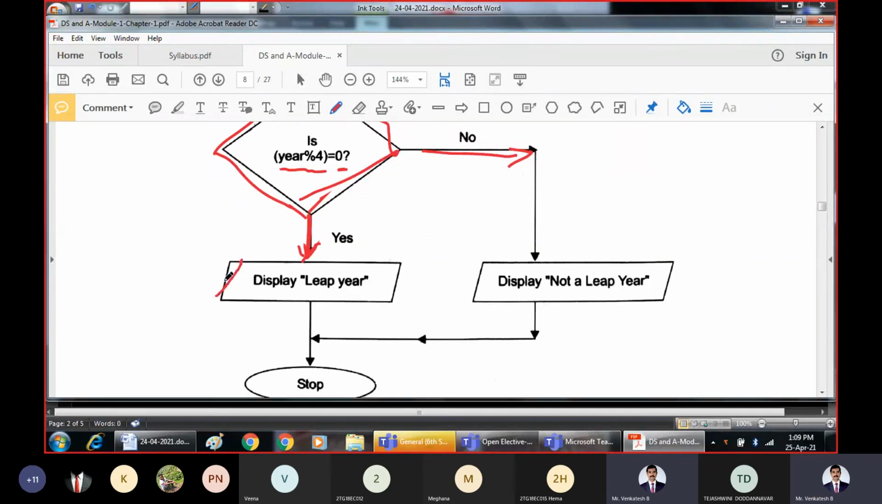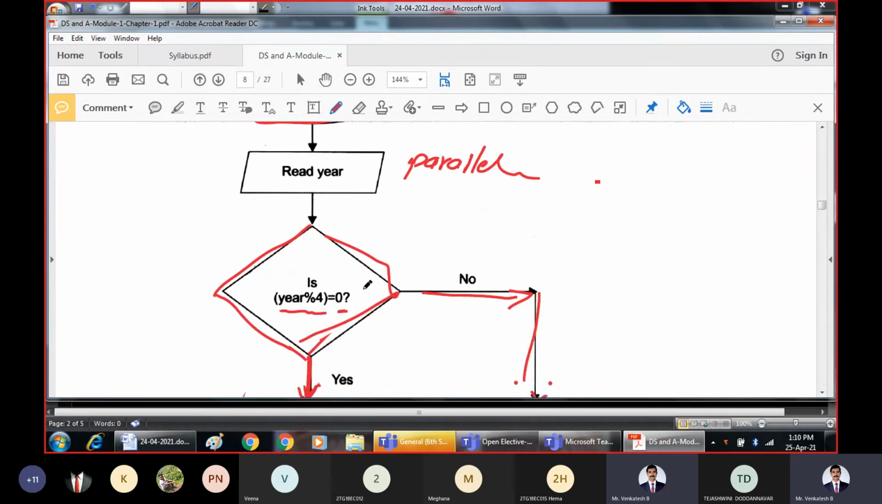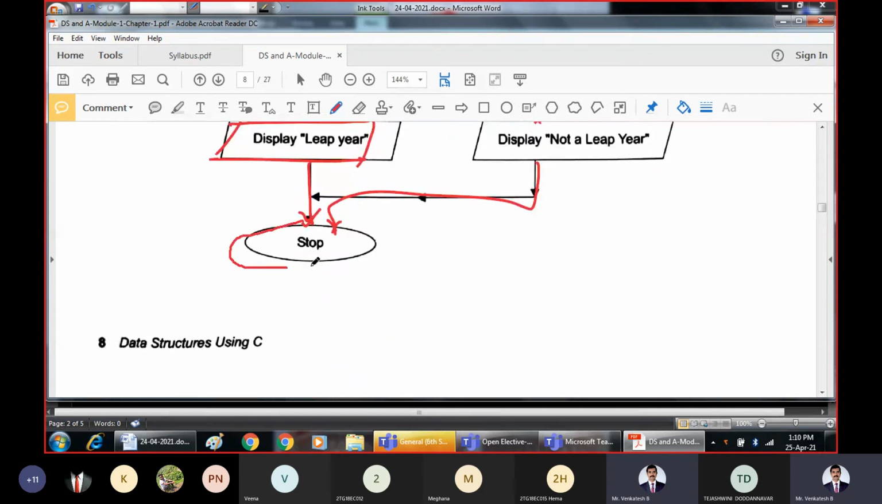Two possibilities are there. Either it is true or it is false. If it is true, we will display it as a leap year. Else we will display it as not a leap year. In either of the cases, whether you display it as a leap year or not a leap year, you have to come and stop. That means at any given point of time, if the flowchart is starting, it should terminate at the stop. That is what is expected.